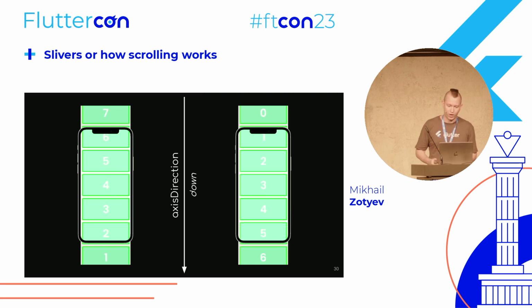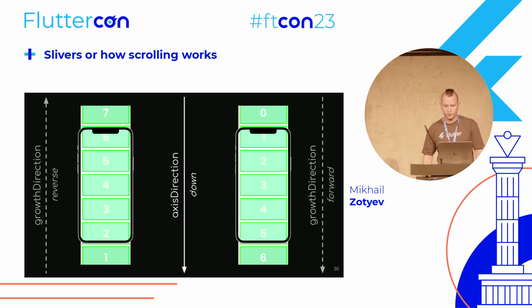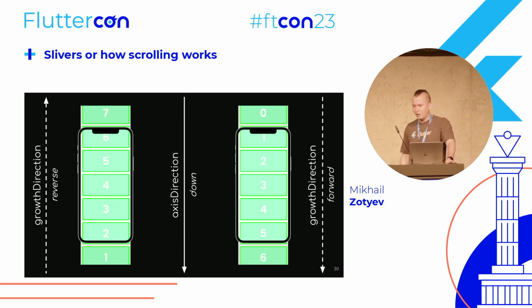Let's put it together. We have the scrollable and the viewport. How do they work together? Again, it's one of the default cases, but you can see there are two of them, and both of them have different numbers on the elements that represent the slivers. And why are they different? It's about the growing direction. If our next sliver appears in the same direction as the axis direction, we mean that it's growing direction forward. If it's opposite, that's reverse.